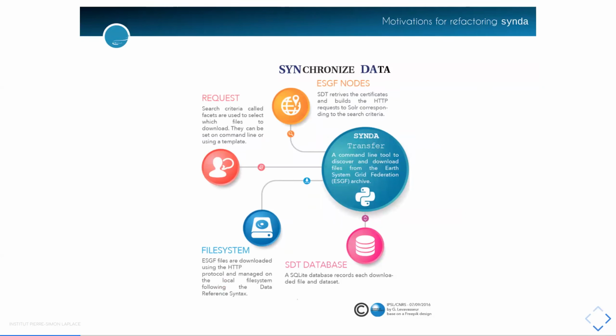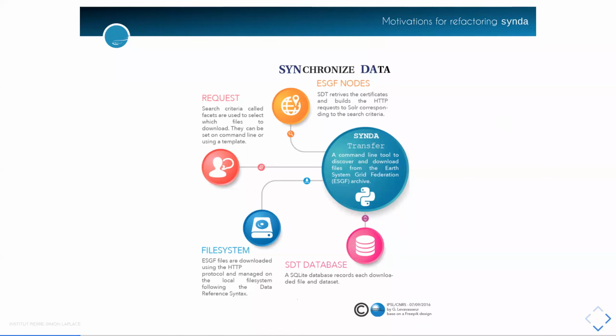So the way it works is it starts with a request entered by the user, which is a bunch of search criteria. They are called facets, and they're the same facets used everywhere in the ESGF and the COG interface, for example, on Metagrid. Those facets can be set on the command line or using a template, also known as a selection file. Synda transforms this template into an HTTP request, which is sent to the ESGF index nodes, and those nodes respond with lists of files and datasets metadata.